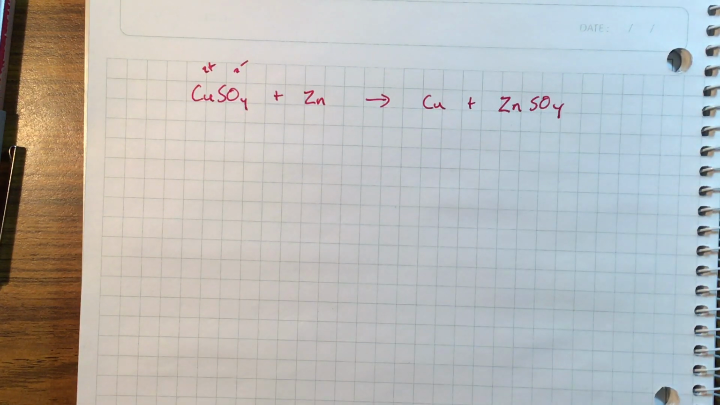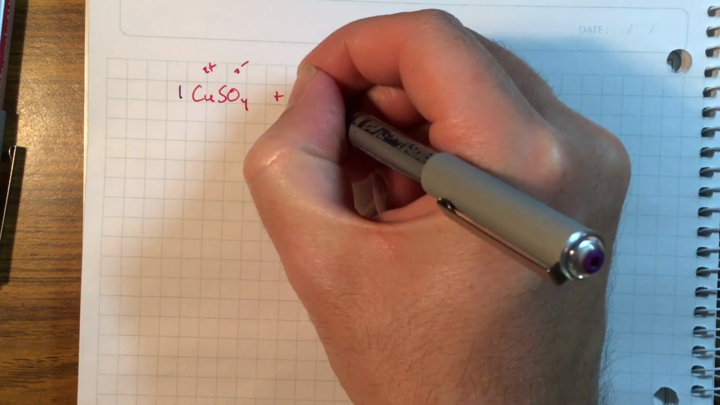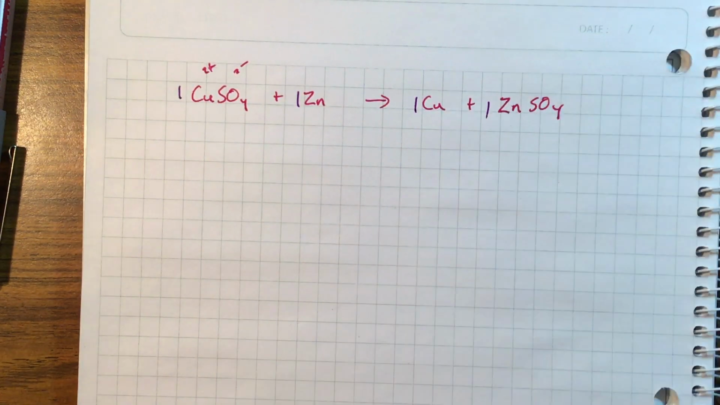SO4. Let's check our charge on zinc. Zinc, please be plus 2. Please be plus 2. It is plus 2, so right there it is. There's our chemical reaction. And guess what, boys and girls? It's balanced. Done. Molar ratios are easy.